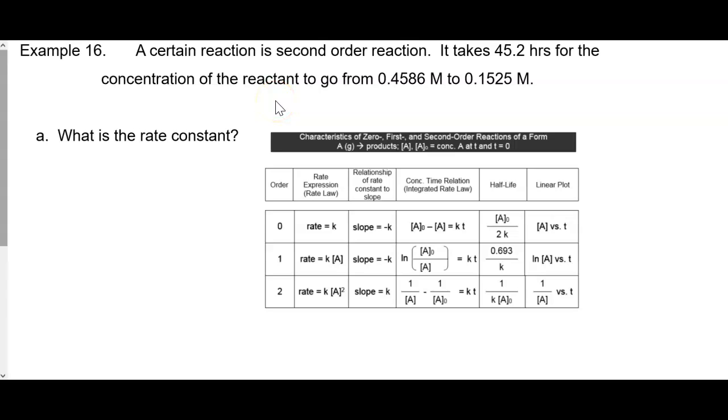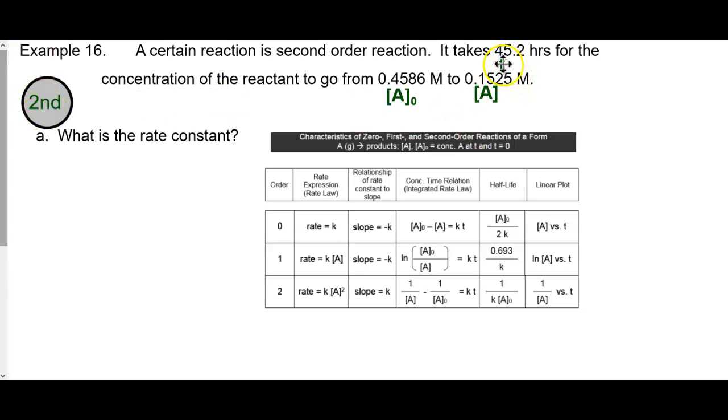Kinetics Notes, Example 16. A certain reaction is second order. It takes 45.2 hours for the concentrated reaction to go from 0.4586 molarity to 0.1525 molarity. What is the rate constant? So we first can establish that it's second order.